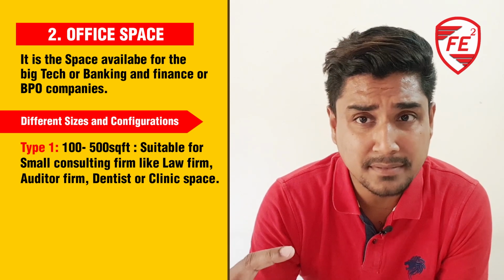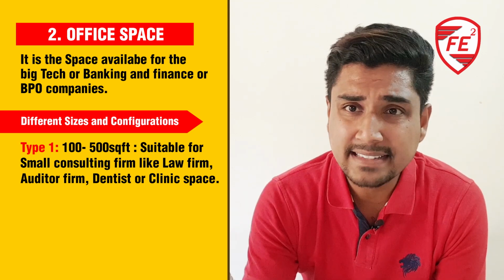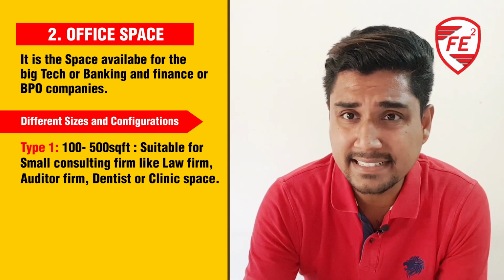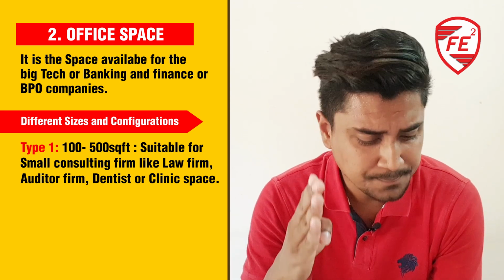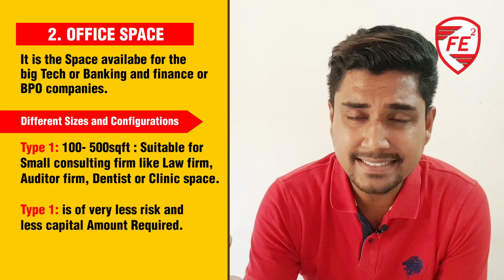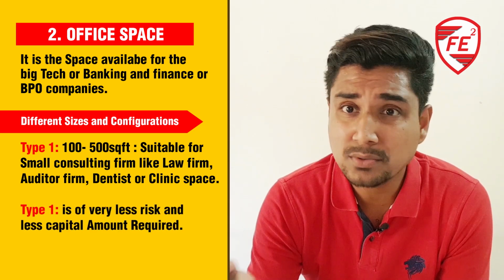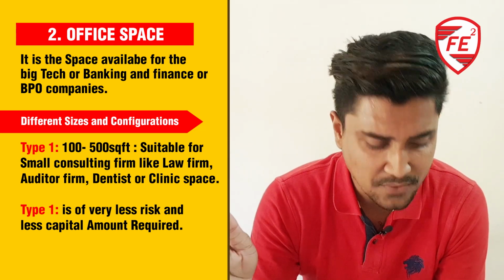firm like a law firm. A group of lawyers can rent it out, or an audit firm. A group of auditors can rent it out. A small dentist or a small doctor who wants to have a small clinic, that is more suitable for 100 to 500 square foot. That's kind number 1. If you want to have less risk and let it out to the small consulting firm, then you can choose office space between 100 to 500 square foot.